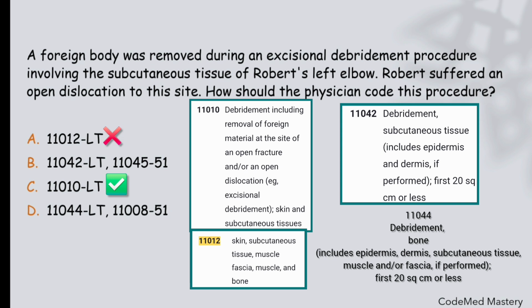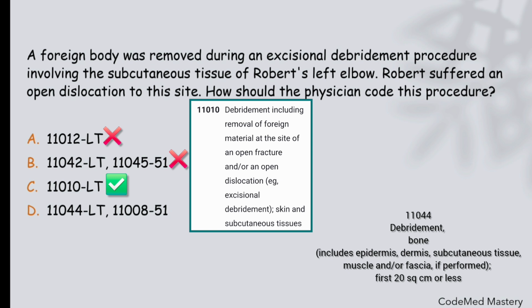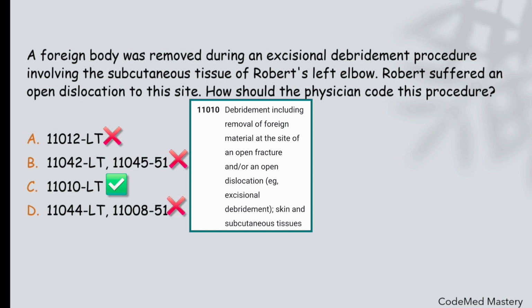Option A is wrong because it is involving muscle fascia, muscle and bone. Option B, 11042, is also wrong because that is for debridement subcutaneous tissue includes epidermis and dermis, first 20 square centimeter or less. This code does not exactly mention excisional debridement. And also in the question they have not mentioned the size. Therefore, we'll eliminate option B. And option D, 11044, is wrong because that is for debridement of bone. The right answer is option C.